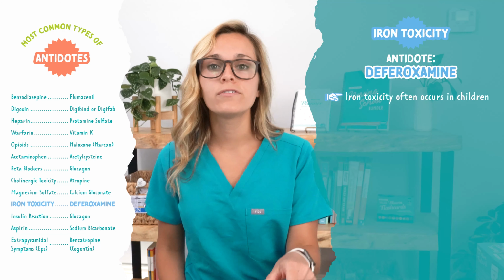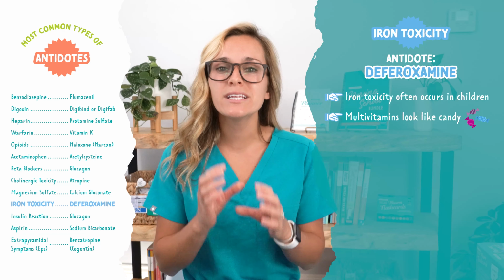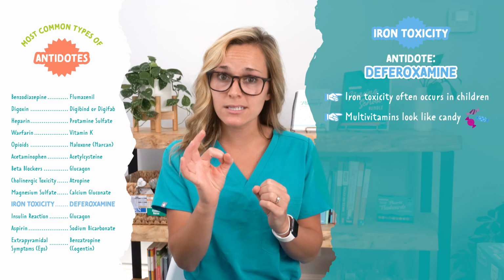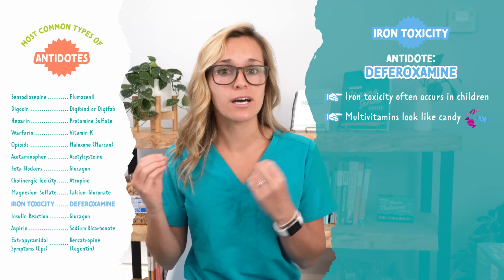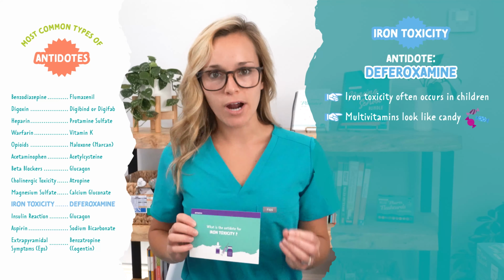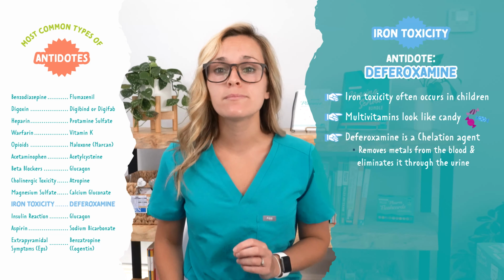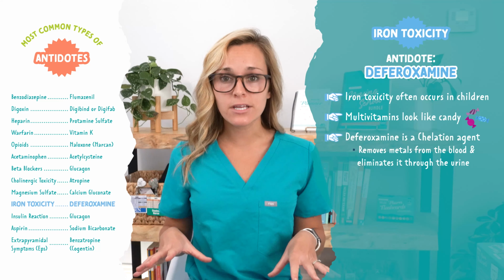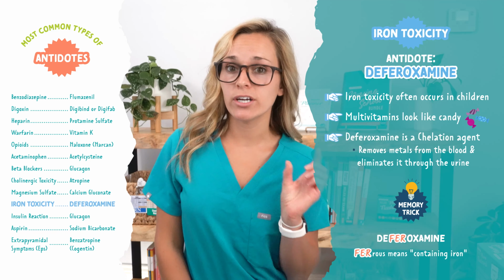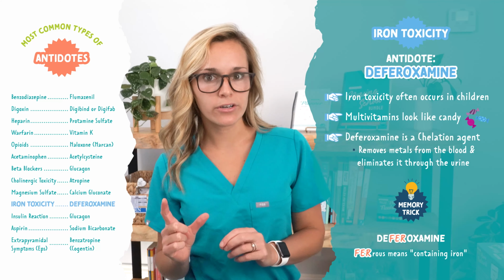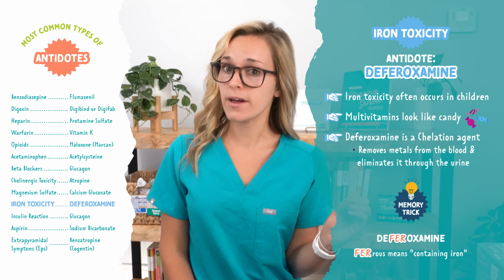Next is the antidote for iron toxicity. Iron toxicity often occurs in children. This is because iron pills or multivitamins commonly look like candy, the little chewy gummies, and they often swallow them and eat too much, which leads to iron toxicity. The antidote for this is deferoxamine. Deferoxamine is a chelating agent, meaning it removes metals from the blood and eliminates it through the urine. You can recognize this is for iron because it has Fer in it, and this means containing iron. If you've ever seen an iron vitamin bottle or supplement, it says ferrous on it.